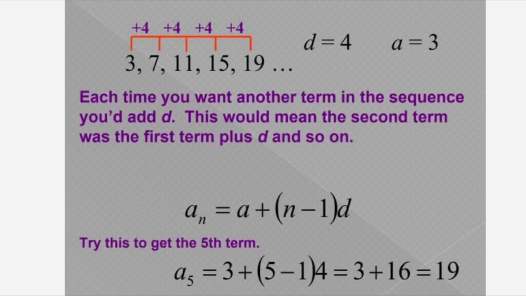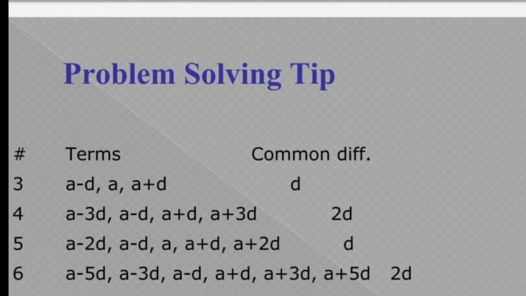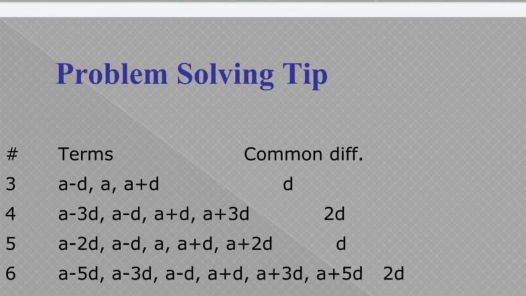Now the formula for the nth term is An is equal to A plus n minus 1 into D. We can use this formula to calculate any term of the sequence. Now here is a problem solving tip which is very important from the examination point of view. Suppose we have to take any three numbers in AP.